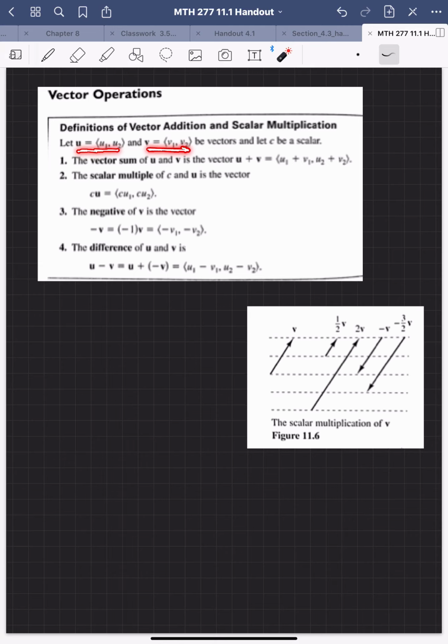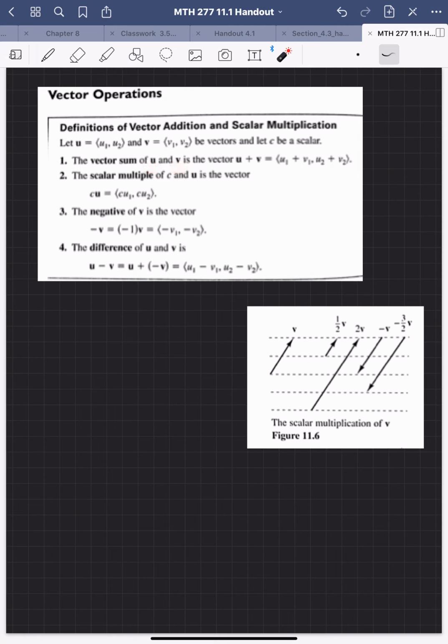So they're saying, all right, you have a vector u and you have a vector v. What if you wanted to combine the two vectors? What would that look like, right? So the sum, the vector sum. So how would you add u and v?